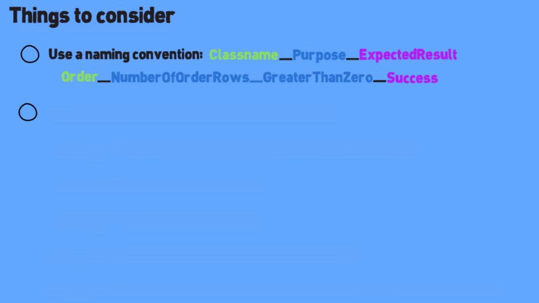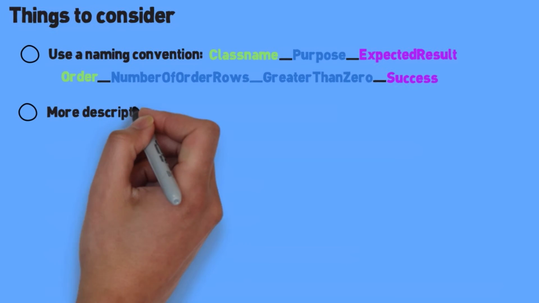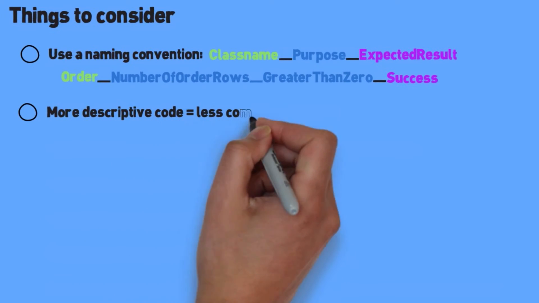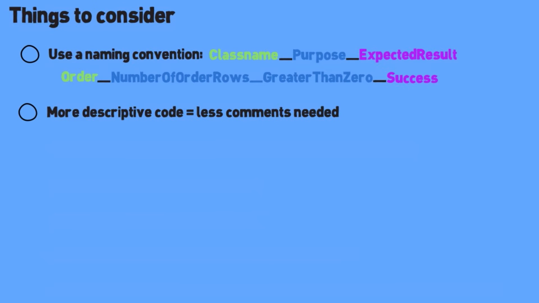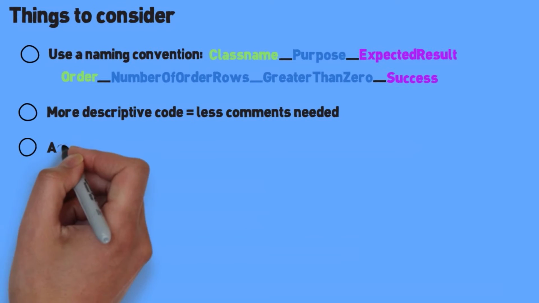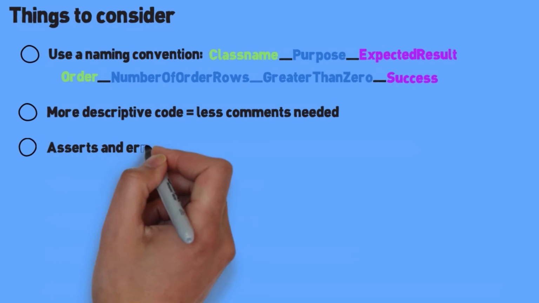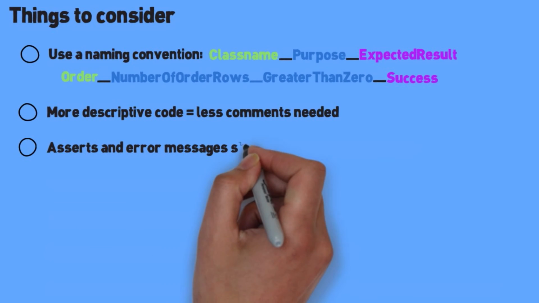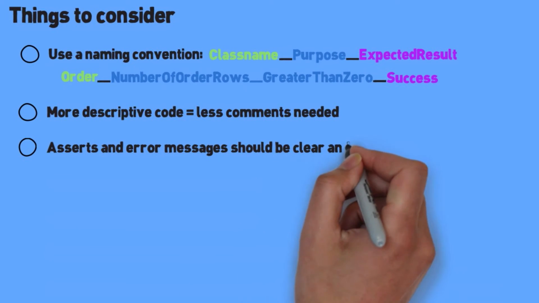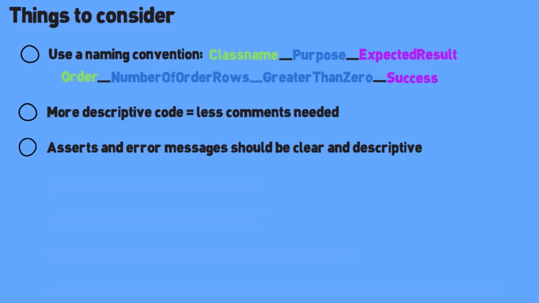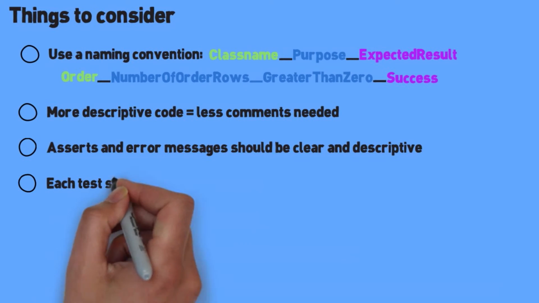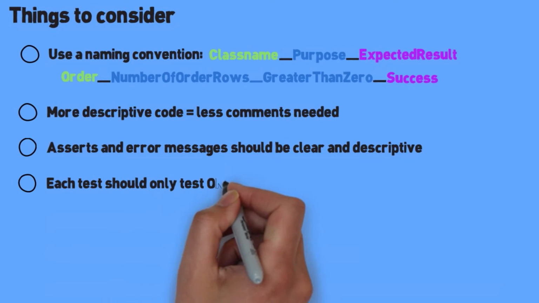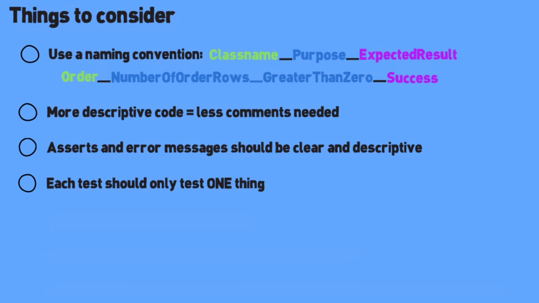When it comes to documenting the code, less is better than more. The code should be as descriptive as possible to minimize the use of comments. Asserts and error messages should be clear and descriptive to improve readability in the build log. Example: saving of order failed due to lack of order rows. Each test should only test one thing, one logical assert. The logical assert can, however, consist of multiple assert statements.